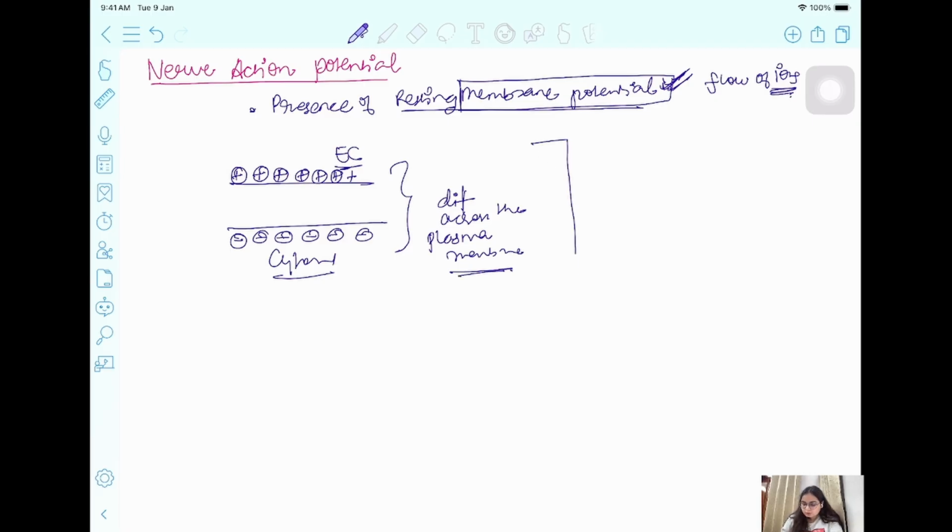which leads to the formation of a membrane potential. Now, this difference in the charge is very close to the surface of the plasma membrane only. Otherwise, inside the cell, the charge is equally distributed. Again, the more difference between the charge across the membrane, the larger will be the membrane potential.